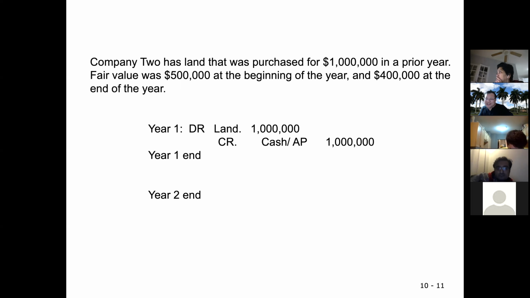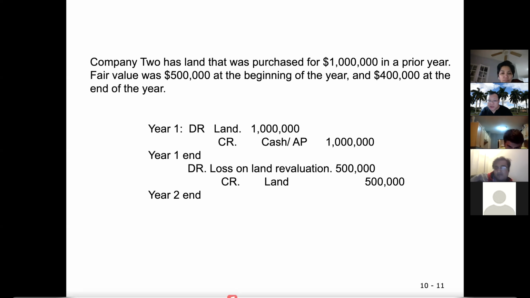At year end for year 1, the fair value was 500,000. What's my journal entry? Credit land 500,000, and it'll be a loss, so you debit loss for 500,000. Very good. So you debit loss on land revaluation, 500,000, and you credit land for 500,000, right?